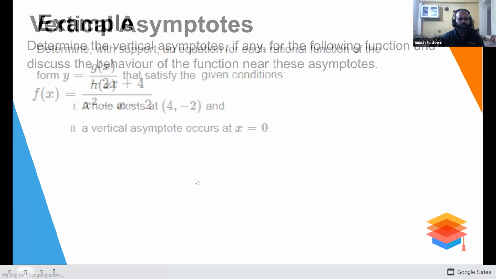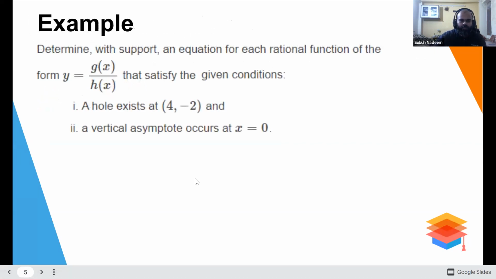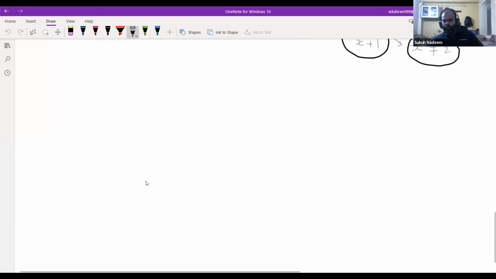Determine, with support, an equation for each rational function of the form y is equal to g of x that satisfies the conditions: a hole exists at 4 comma minus 2 and a vertical asymptote occurs at x is equal to 0. So the hole is at 4 comma minus 2 and the vertical asymptote at x is equal to 0. The figure may be something like this. We don't want to draw many complicated figures; possible figures are many types, but we go with simple figures.